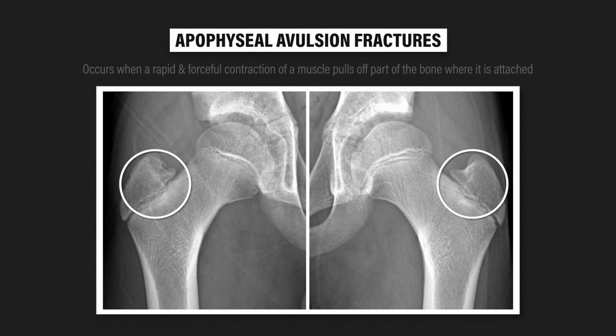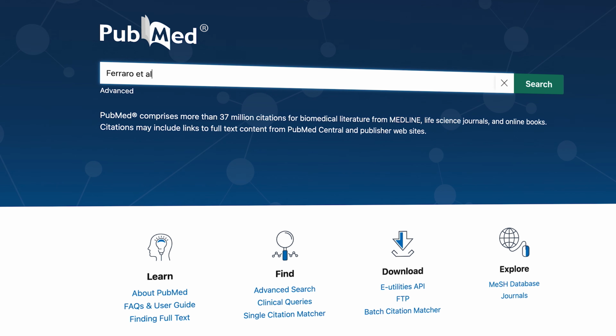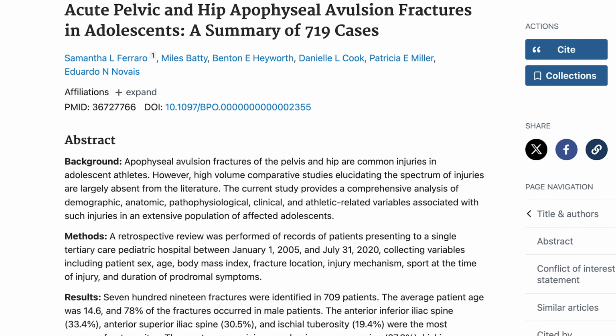3. Apophyseal avulsion fractures, which typically occur when a rapid and forceful contraction of a muscle pulls off part of the bone where it is attached. A study by Ferraro et al. in 2023 reported the following.